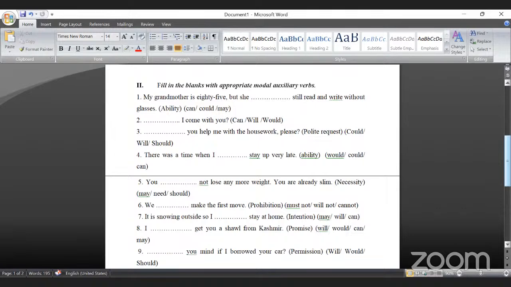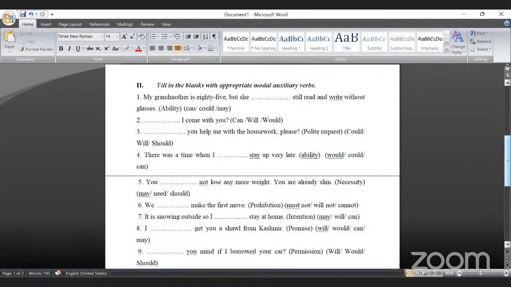Fourth one, there was a time when I dash stay up very late. Could. It has to mean ability. Now, don't ask me why not would, because here we need ability, so we're going to say could. There was a time when I could stay up very late. Why not can? I think the context again. Yeah, the context is going to decide, right? Why not would? There was a time when I would stay up very late. Is that a correct sentence?